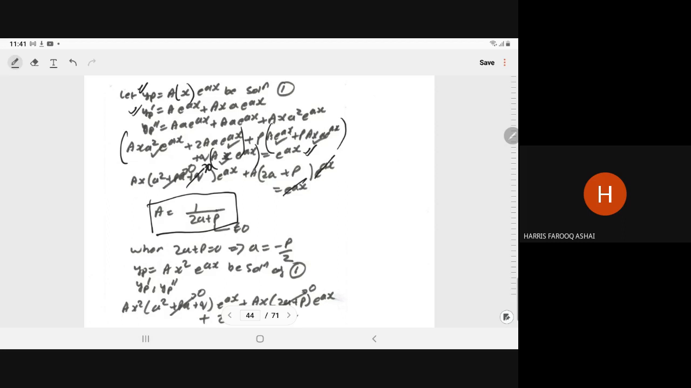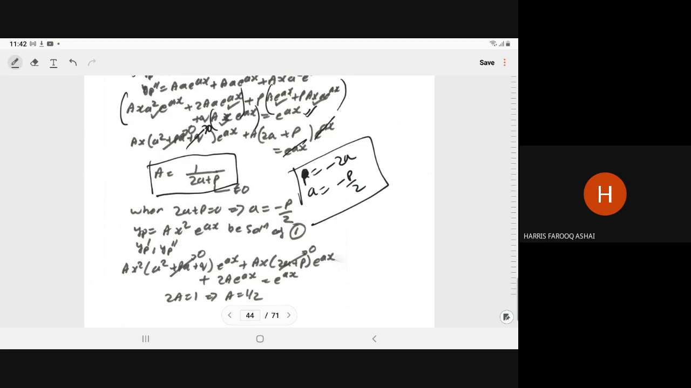Again, if the denominator is equal to 0, that is when p is equal to minus 2a, or you can say a is equal to minus p by 2, then we will say that A you cannot determine, since 1 upon 2a plus p will become 0.